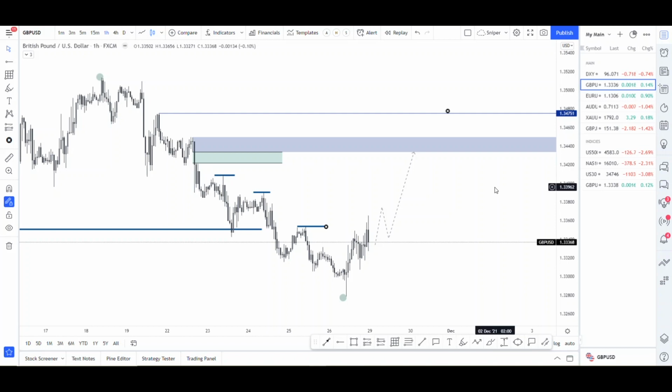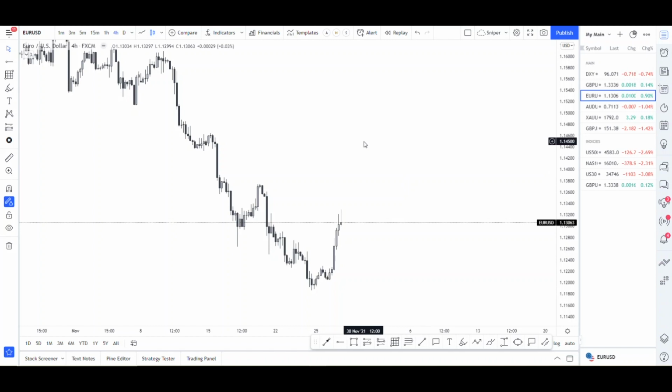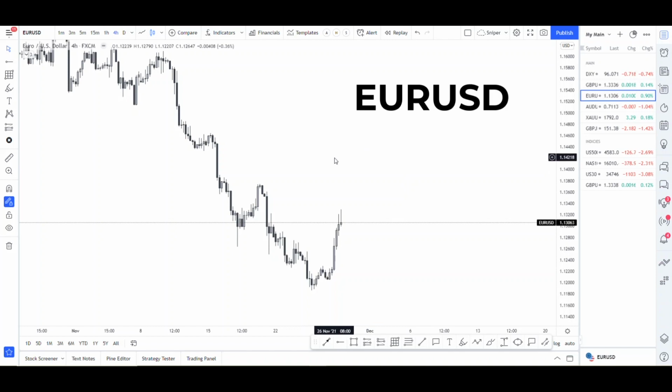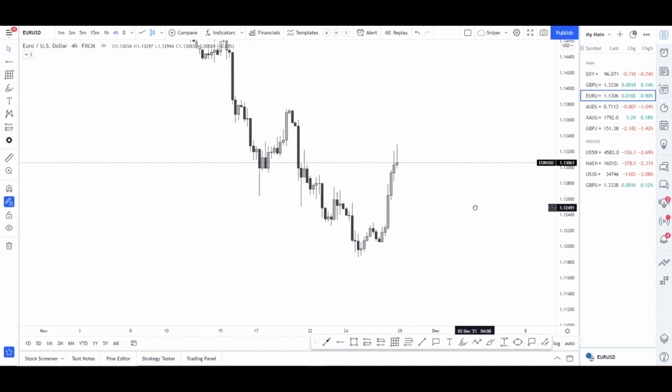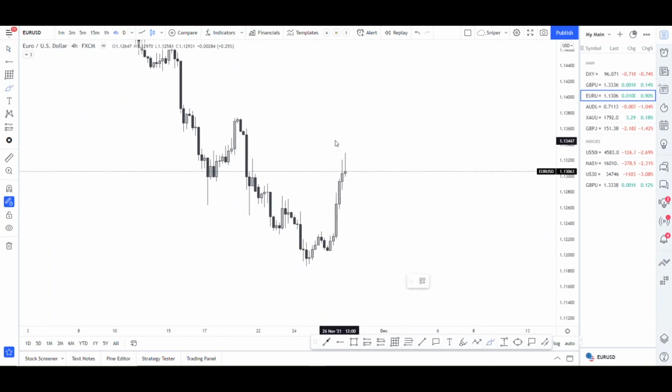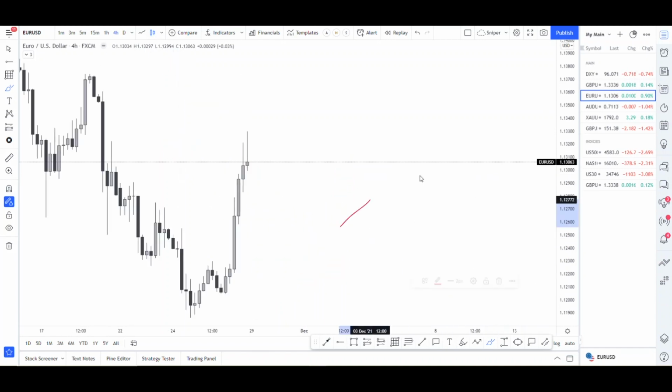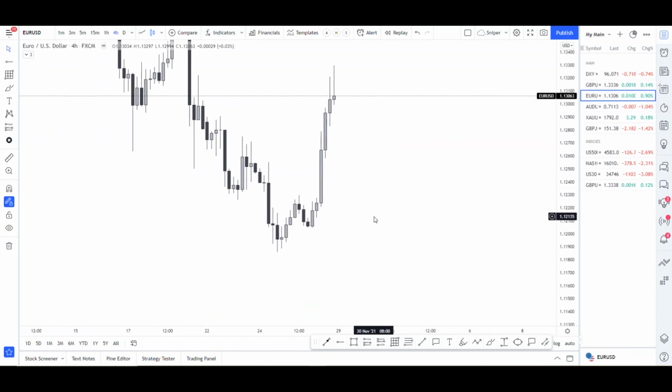Okay, let's have a look at the next pair, which is Euro Dollar. Okay, so on EU, this is the 4-hour time frame, and we can potentially see the price is starting to move towards the upside. Well, it's rather obvious to see by looking at that move on the 4-hour. So let's start with a little dissecting of what happened on Friday and what we can learn from that.